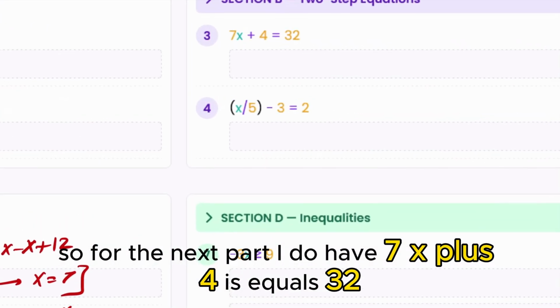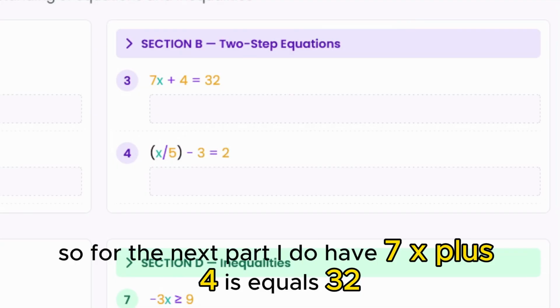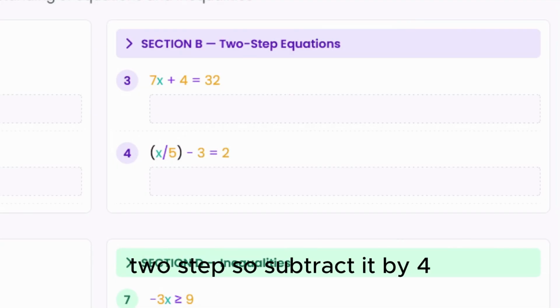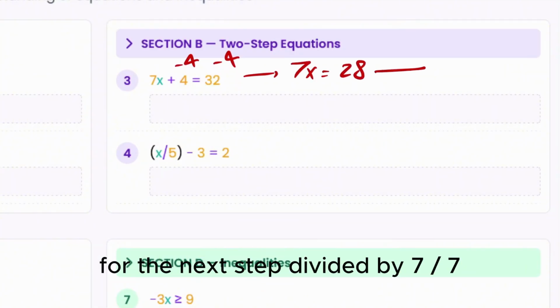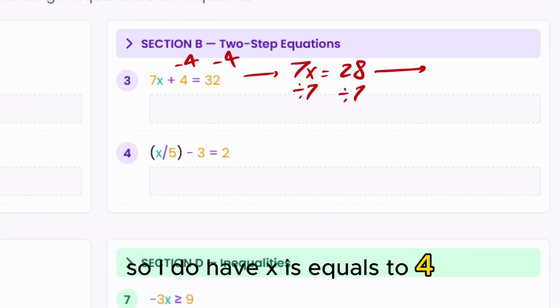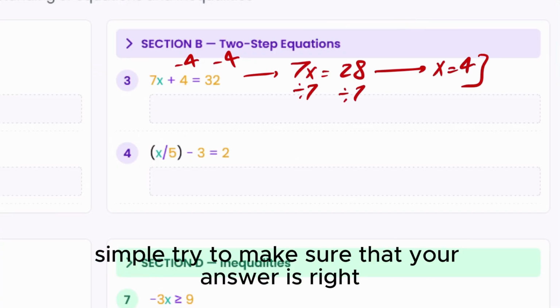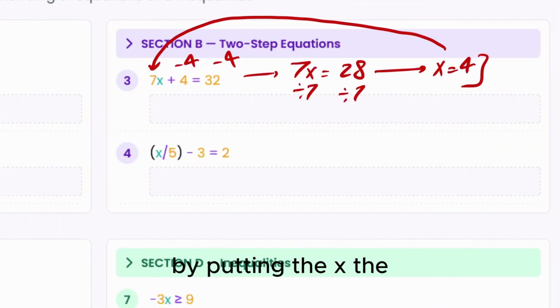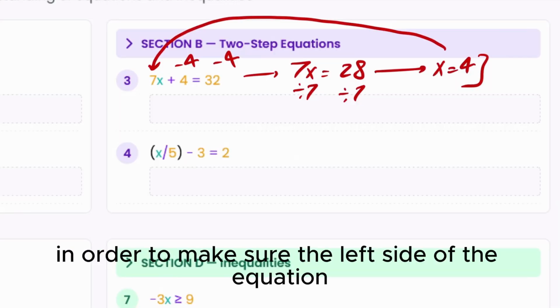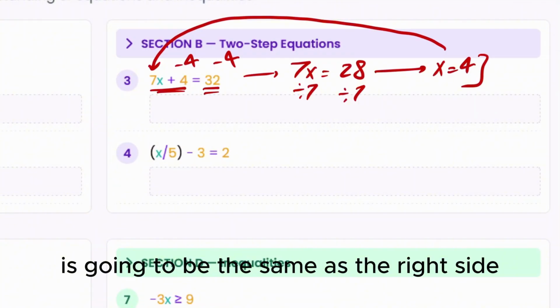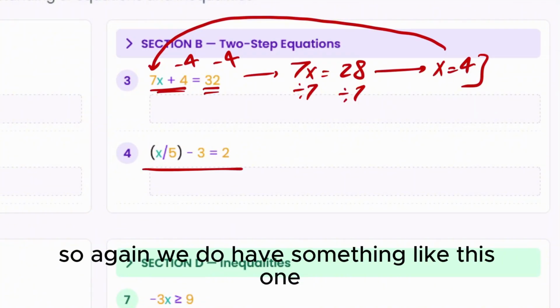So for the next part, I do have 7x plus 4 is equal to 32. Two-step. So subtract 4. So I do have 7x is equal to 28. Again, for the next step, divide by 7. So I do have x is equal to 4. Simple. Try to make sure that your answer is right by putting 4 as x with the substitution method, in order to make sure the left side of the equation is going to be the same as the right side. So again, we do have something like this one.